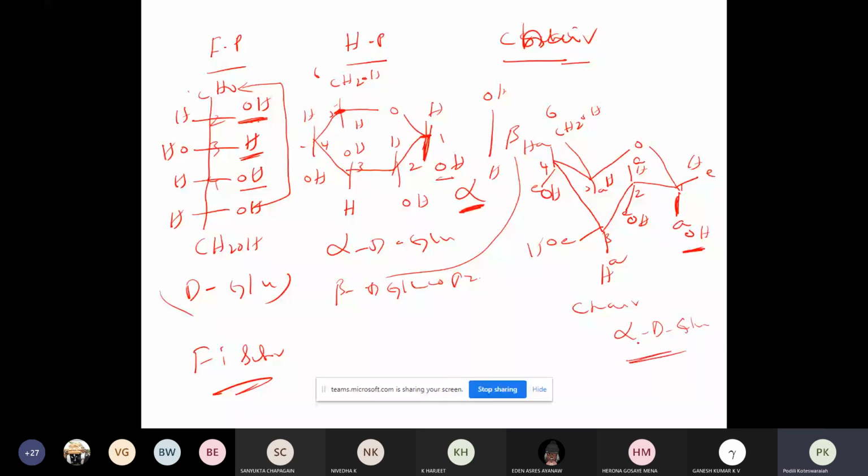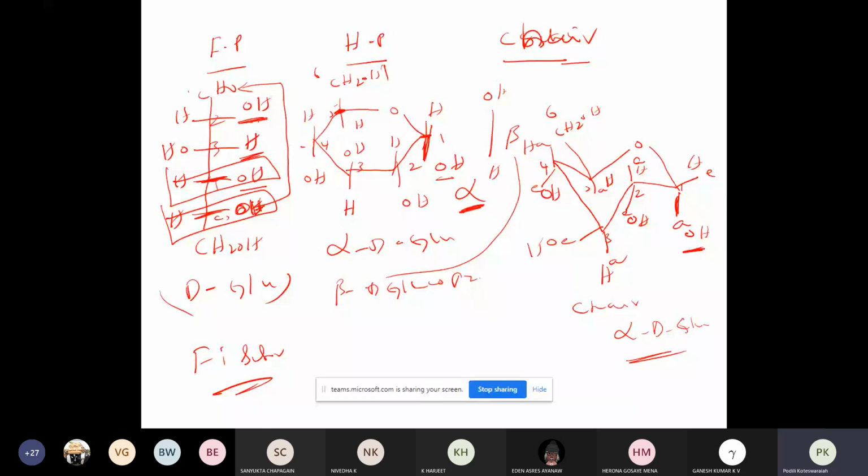One more point I need to highlight: in all D sugars, at the bottom stereocenter, the C5 carbon, the hydroxyl group should be present on the right side. Then only they are said to be D sugars. If the OH group is present on the left side, then they are said to be L sugars. So in case of L sugars, the CH2OH group points down. That is the thumb rule to know whether a sugar is a D sugar or L sugar.